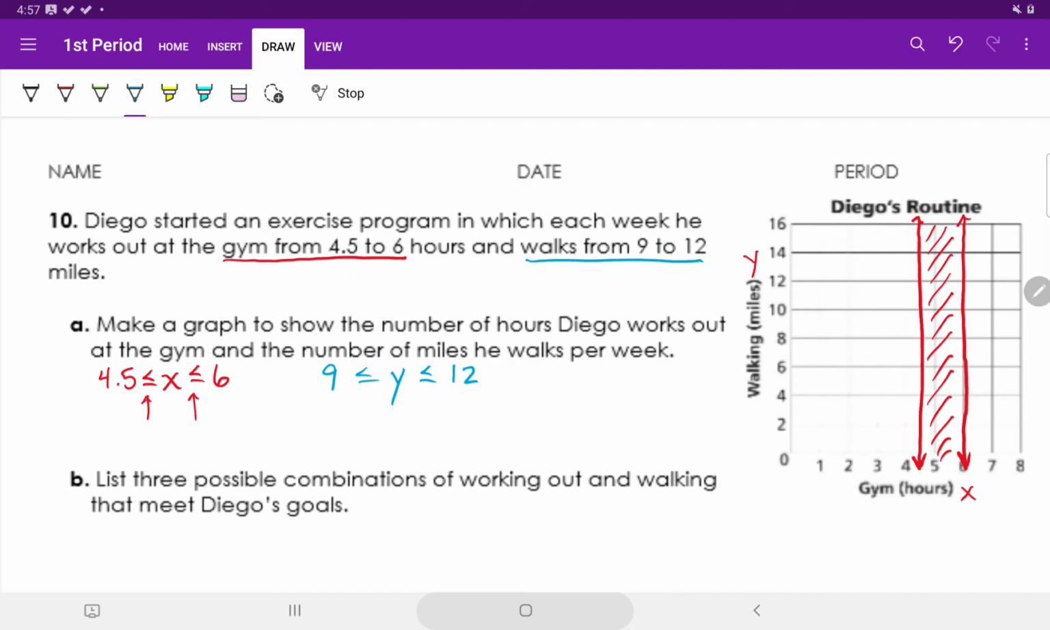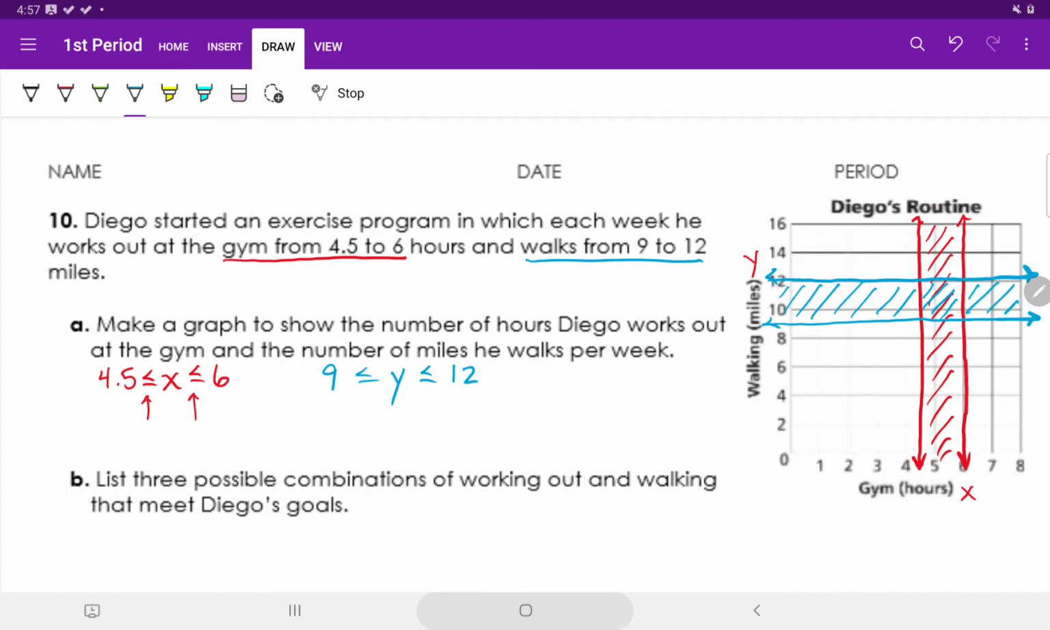For the walking miles, Y has to be in between 9 and 12. So 9 would be here, and 12 is here. And since you have to be in between these two values, this is the region we shade.